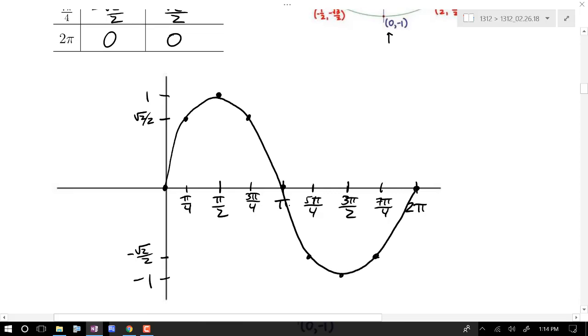So here's our y equals sine x. And I know if I wanted to graph it beyond 2 pi, I know exactly what it would look like. It would just be the same kind of waveform repeating itself, right? Because it's just another go around the circle.